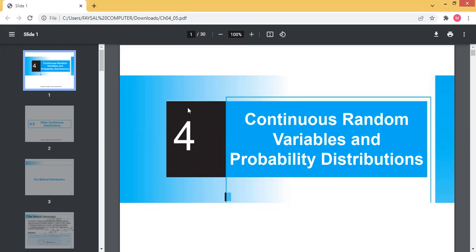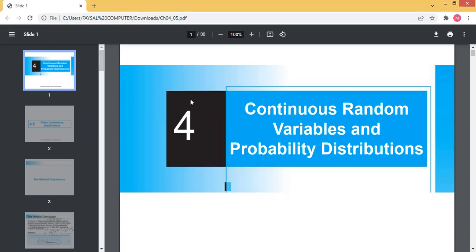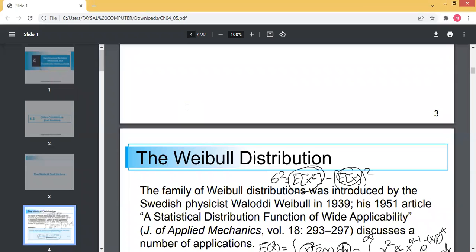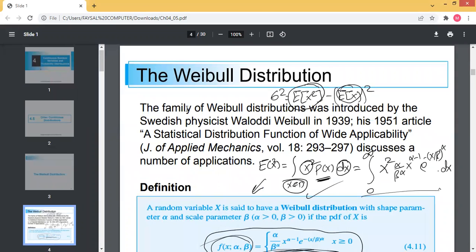Next slide of continuous random variables and probability distributions. Other continuous distributions, the Weibull distribution. So what is the Weibull distribution, or how do we find it? This is the important slide. Weibull distributions were introduced by a Swedish scientist, Weibull. So according to Weibull, there's a note.